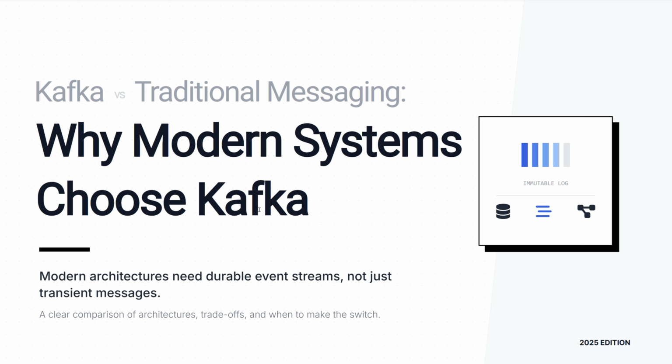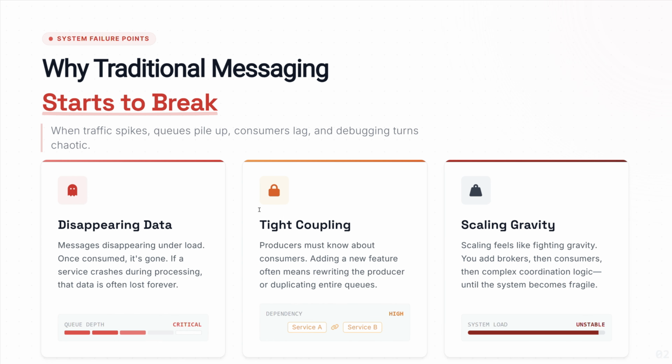Today, we're diving deep into a battle of architectures, Kafka versus traditional messaging. We'll explore why the biggest tech giants on the planet have ditched traditional queues for durable event streams, and more importantly, we'll help you decide which one is right for your next project. Let's get started. First, we have to talk about the why.